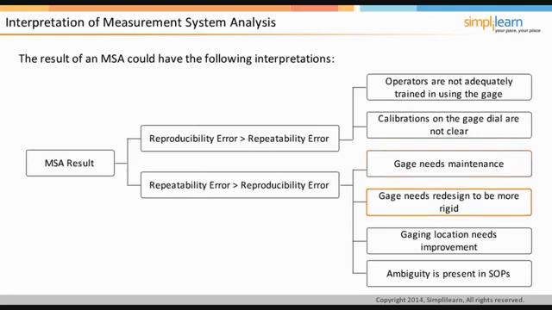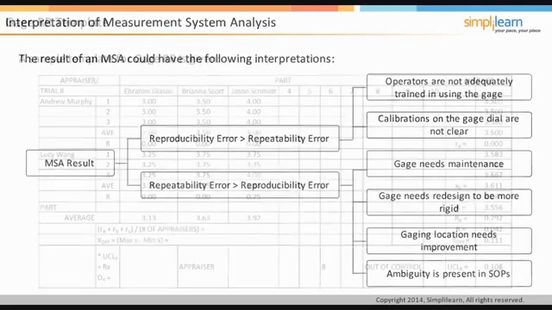This indicates that the gauge needs redesign to be more rigid and the location needs to be improved. It also occurs when there is ambiguity in SOPs. MSA is an experiment which seeks to identify the components of variation in the measurement. In the following screen, we will look at a template used for GRR studies.